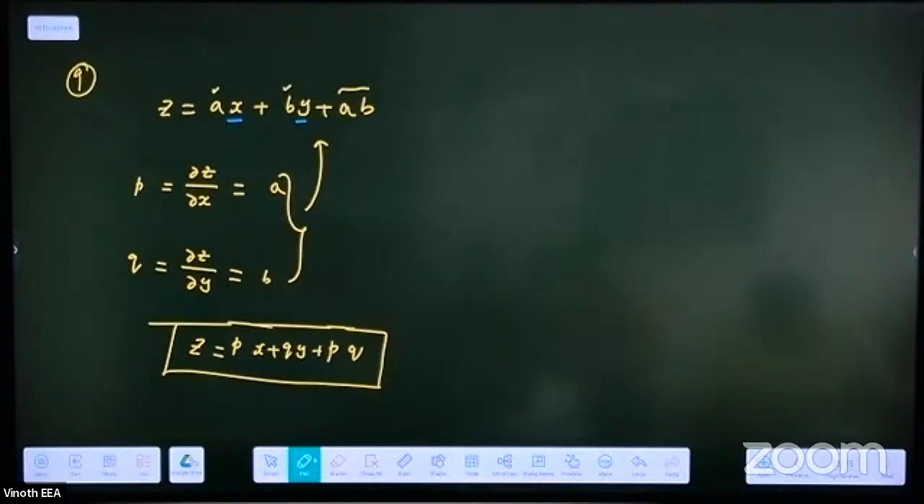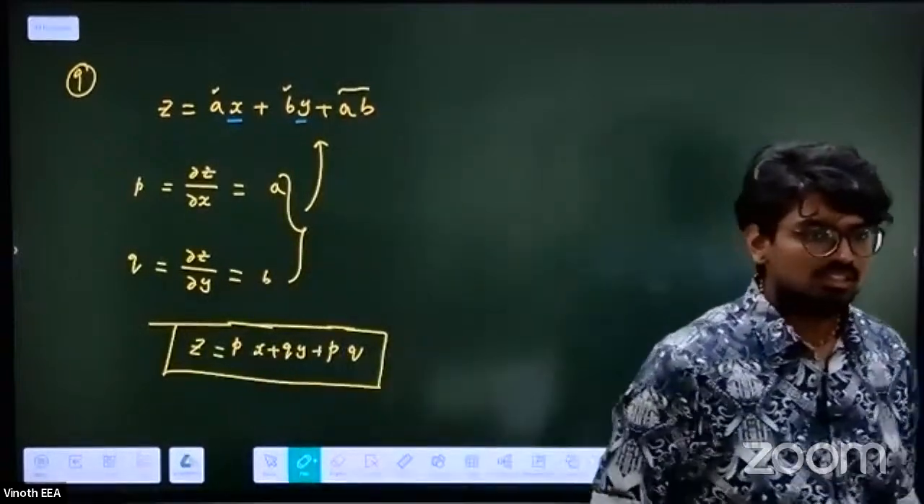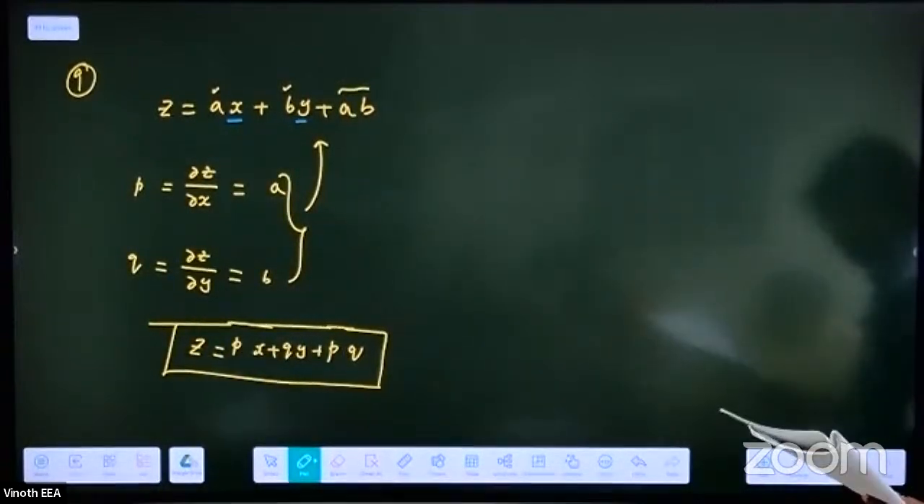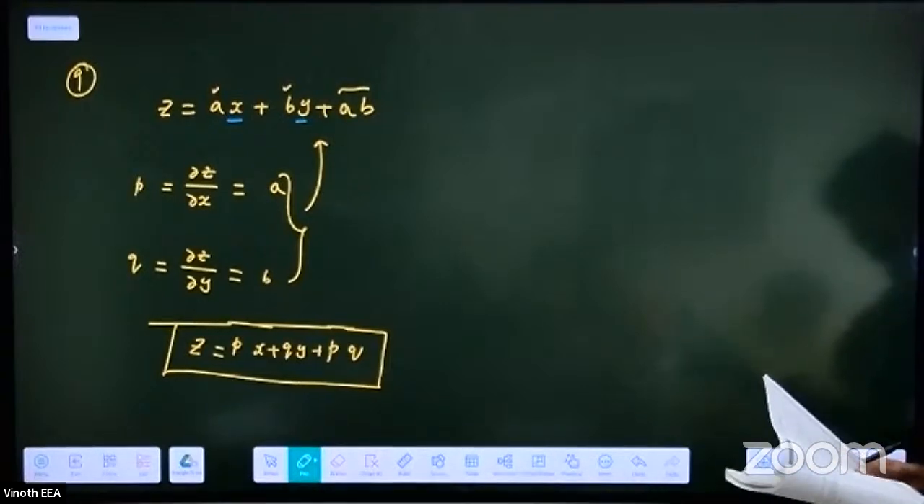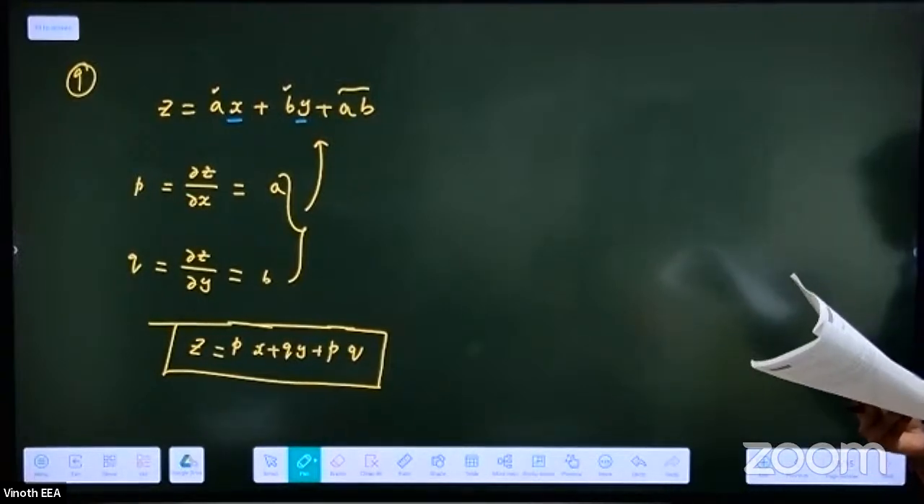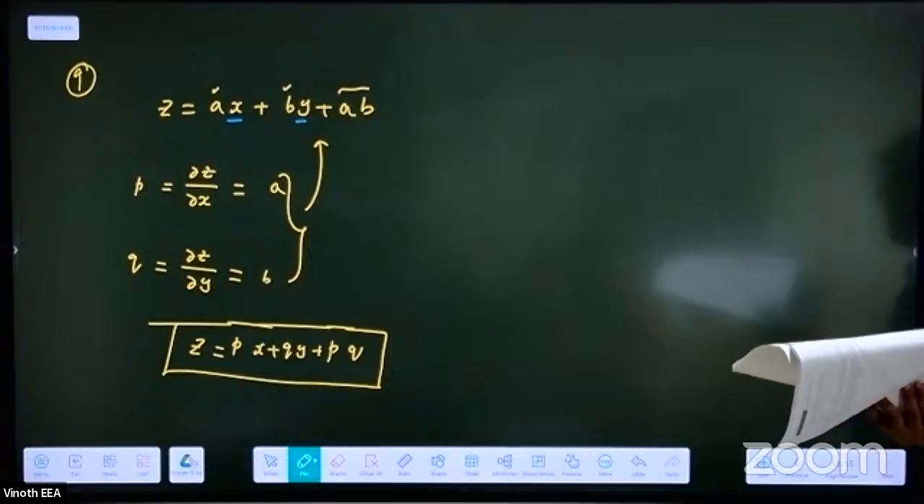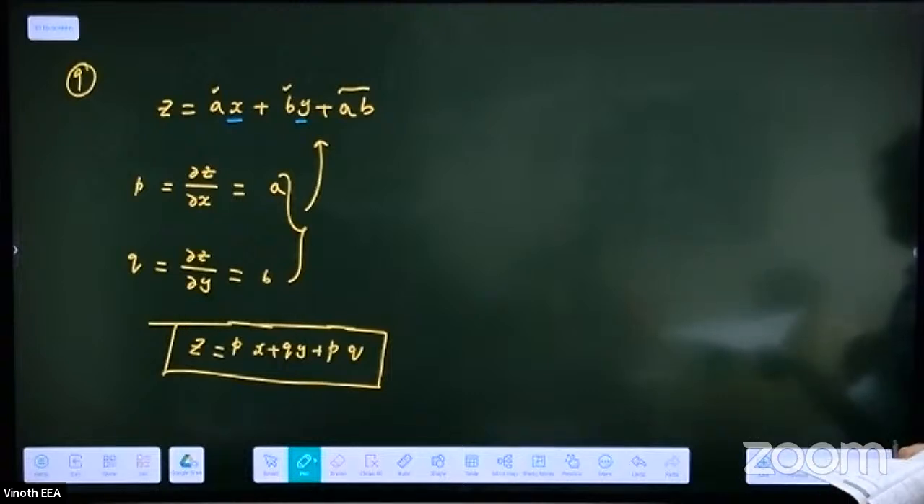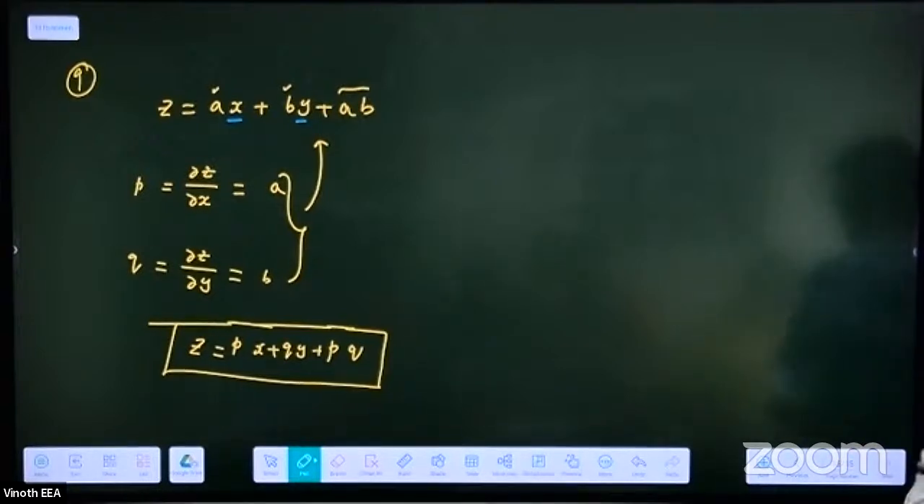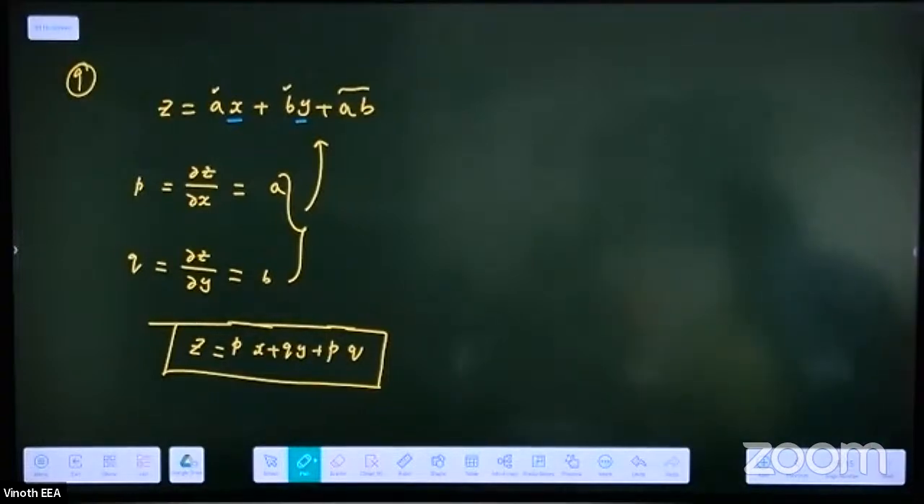Once the arbitrary constants are eliminated, it is finished. There are no functions in this question, so just eliminate the arbitrary constants. p and q are not constants. p and q are first partial derivatives. a and b are constants. They should have given that ab are constants. ab are constants. Done. Next, the 10th one.